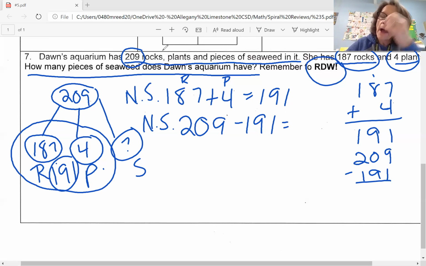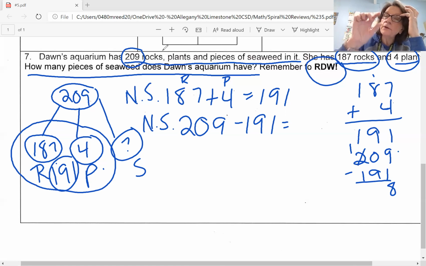So I'm going to go back and solve this algorithm. 209 minus 191. Start with the ones. 9 minus 1 is 8. Okay, next we go to the tens column. I can't take 9 tens from 0 tens, so I have to unbundle. I'll go over to the hundreds, and I'll unbundle one of those. That will leave me with 100. But the good news is when I move that 100 into the tens place, picture it. You'll get 10 tens, those 10 rods, if you picture those. 10 minus 9 is 1.